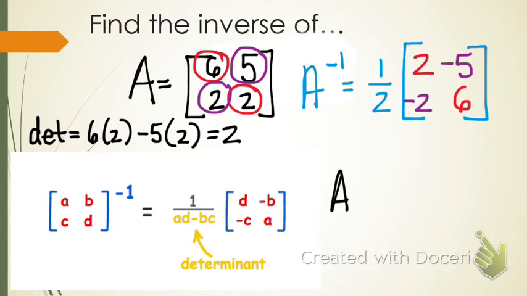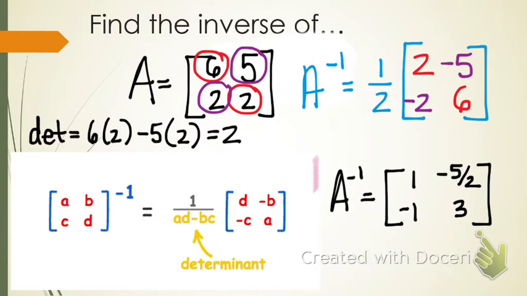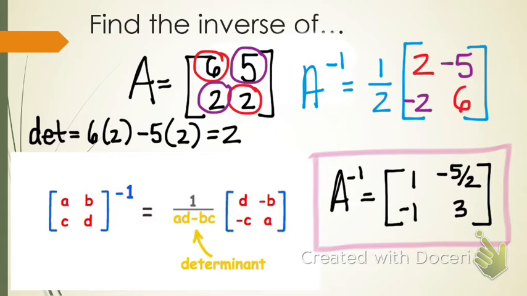So my final answer, so we have half of 2, which is 1. Half of -2 is -1. Half of -5 is -5/2. You could also say -2.5. And half of 6 is 3. And this is my final answer. That is my inverse. That is the inverse of matrix A.